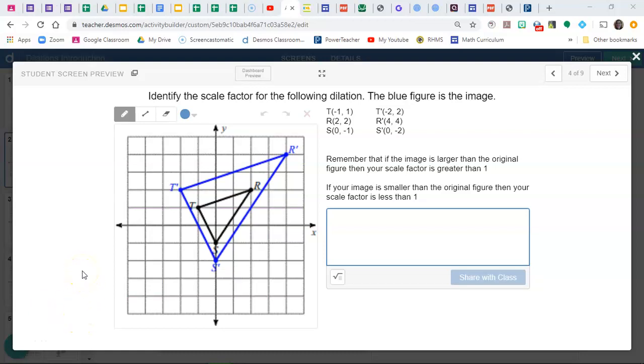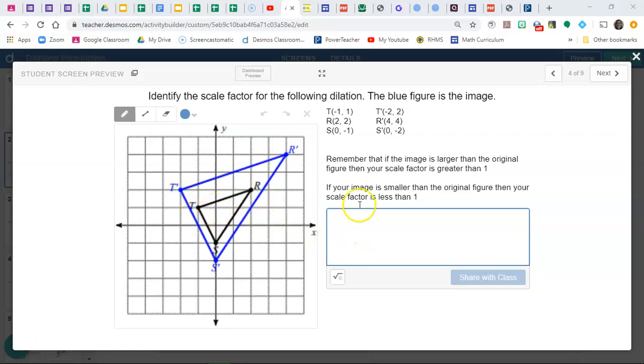All right, so the other thing that you're going to be asked to do is identify a scale factor given the pre-image and then the new image. So if you look at this picture, the black is the pre-image, it's the picture I started with, and the blue is the image, the end result. So automatically I know this is an enlargement, so that means that my scale factor has to be bigger than 1. It's really good to keep that in mind so that if you make a mistake, you can catch it.